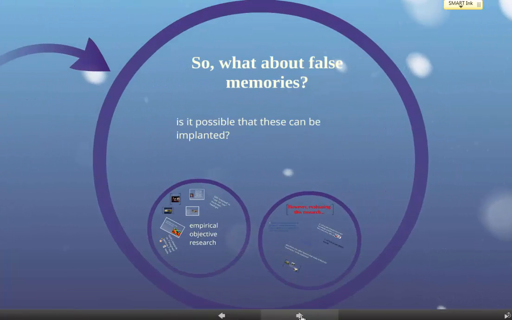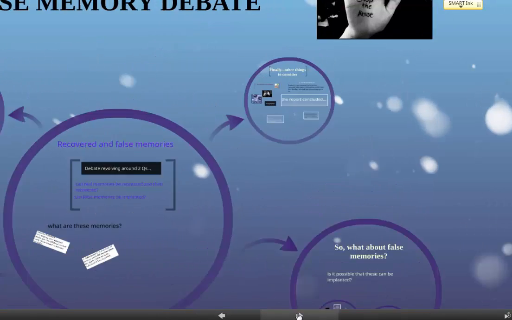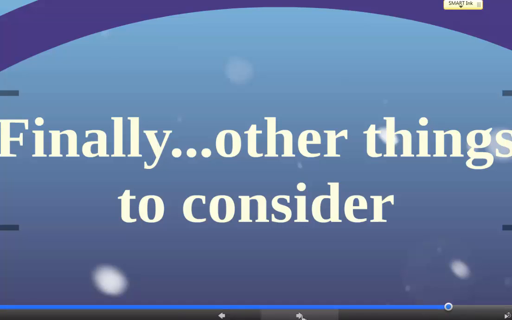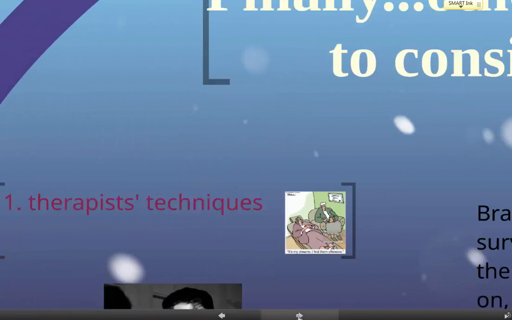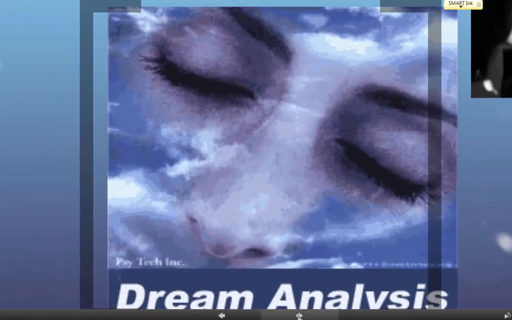Okay, so what about false memories? This we'll come on to in part 2. Before we do that though, let's just have a quick look at these therapist techniques. Other things we'll consider, and we'll cover this also in part 2, but the therapist techniques we need to look at when we're trying to recover these.